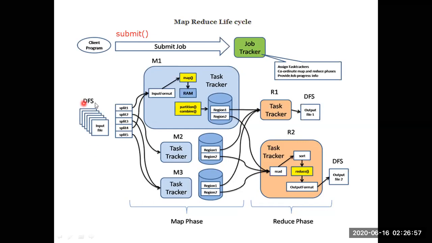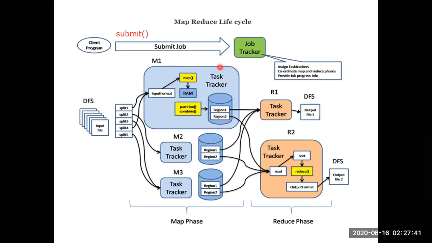Let me take this as a DFS, a distributed file system. This is the input file. Once the input file is ready, the splitting starts: split 1, split 2, split 3. For split 1 you can see mapper 1, for split 2 mapper 2, and for split 3 mapper 3. Similarly, you can have a number of mappers and a number of splits. The input file and map will be there in RAM, and then it is going to partition and combine. This is the role of the job tracker.